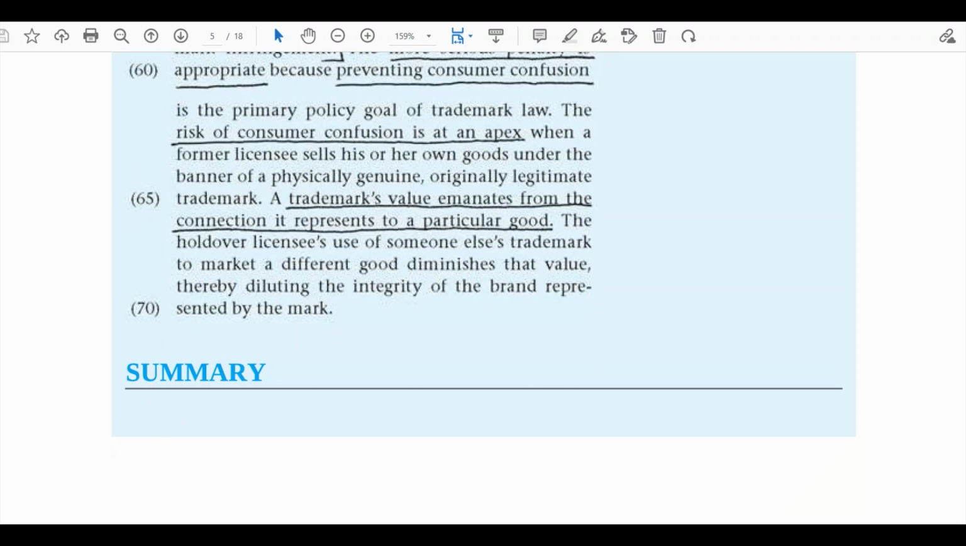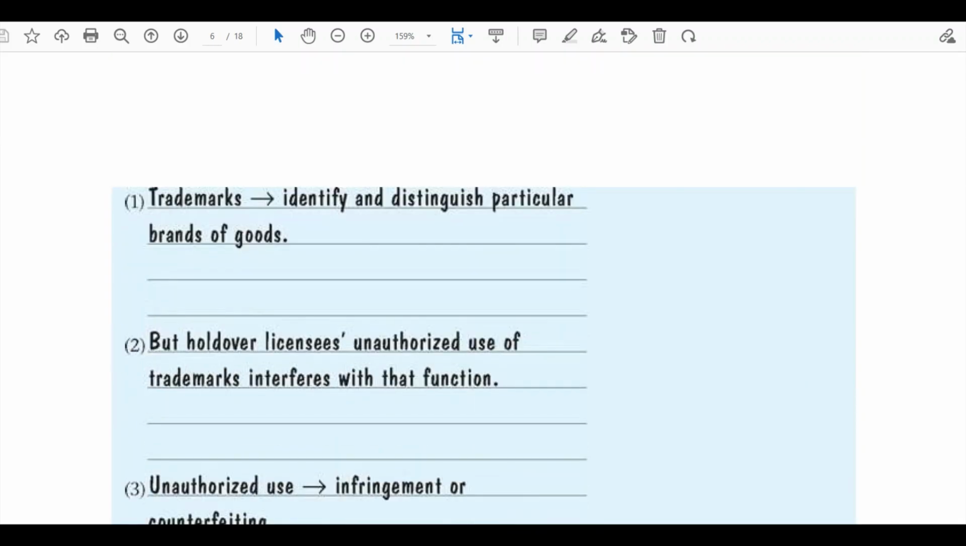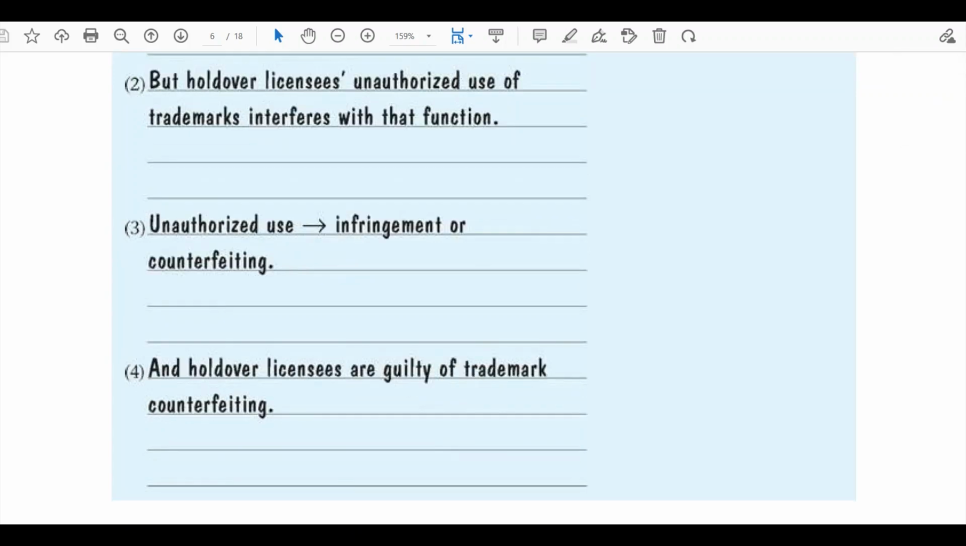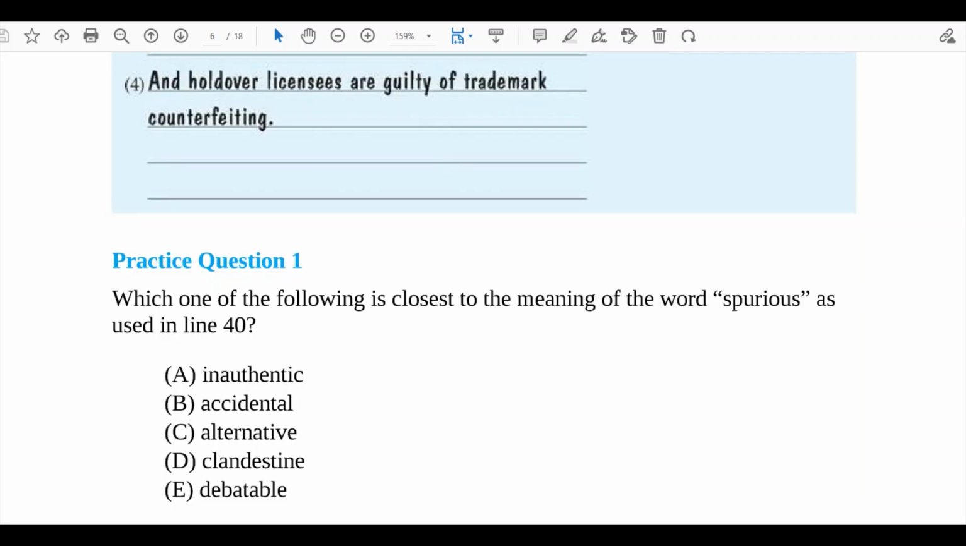Now, let's go to our summary. First, the main point is that trademarks identify and distinguish particular brands of goods. Second, holdover licensees' unauthorized use of trademarks interferes with that function. Third, unauthorized use is infringement or counterfeiting. And fourth, holdover licensees are guilty of trademark counterfeiting.